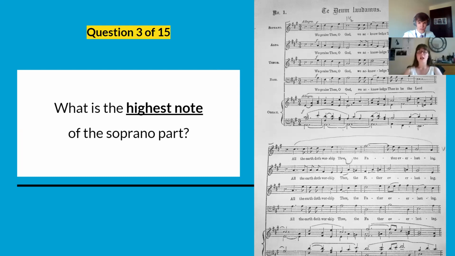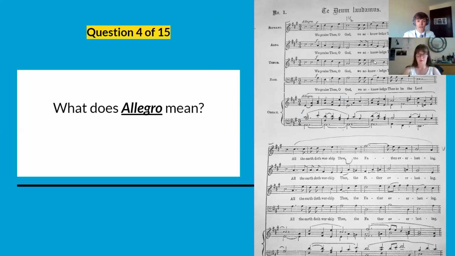Question number 3. Name the highest note of the soprano part. That's your part, the treble part, the top line on each stave. Try and find the highest note and tell us what note it is. Question number 4. At the top of the piece, there's a little marking, allegro. What does allegro mean?